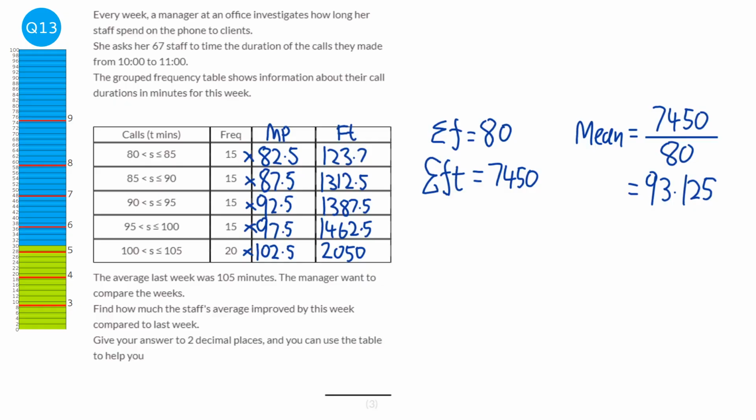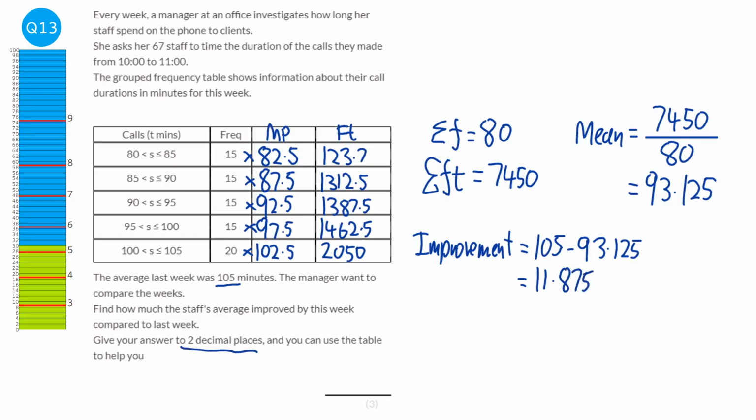Now this question is about the improvement that the manager has made to the call centre. So we're looking at subtracting the 93.125 away from the last week, which was 105. So we're looking for improvement, and we're going to do 105 take away the 93.125. And that's going to be 11.875.